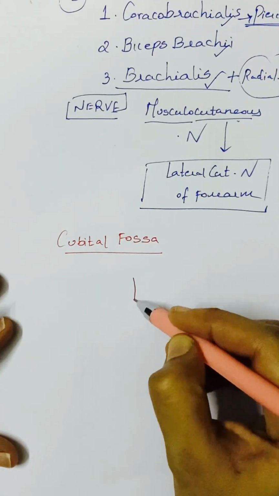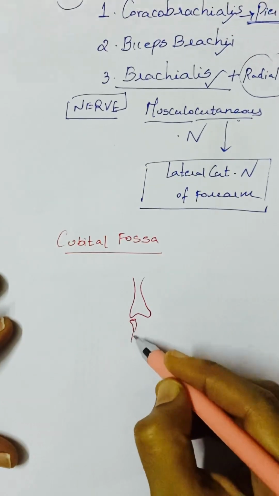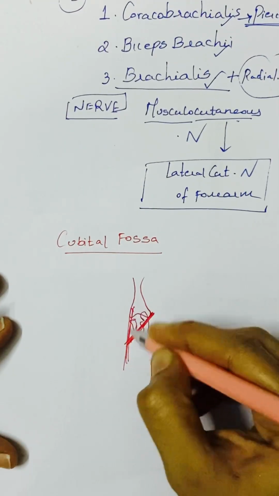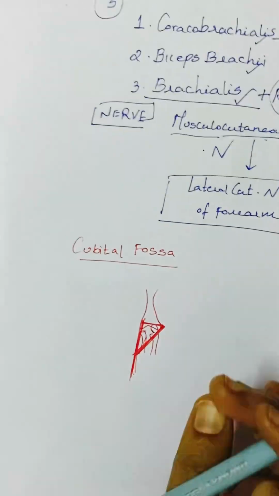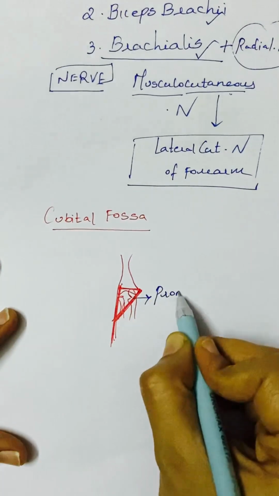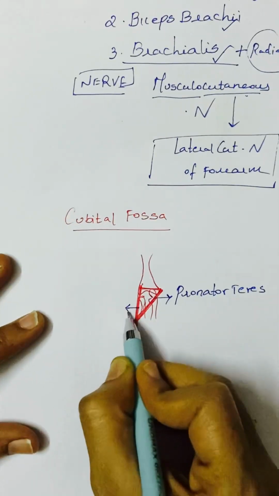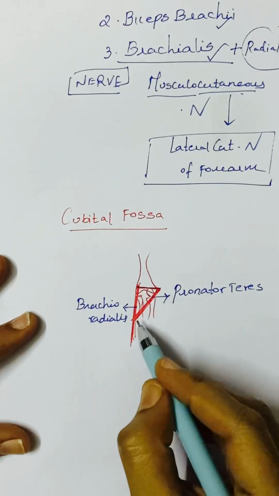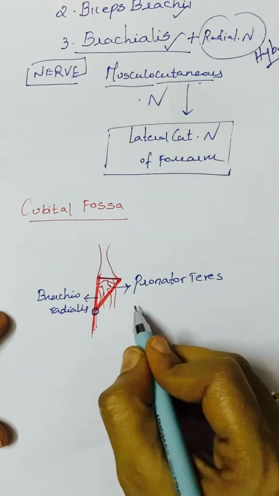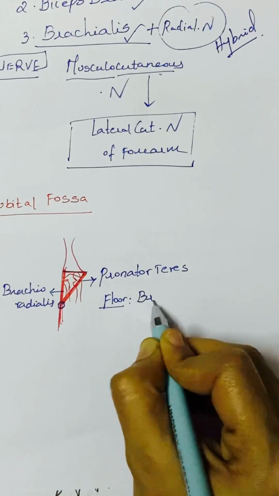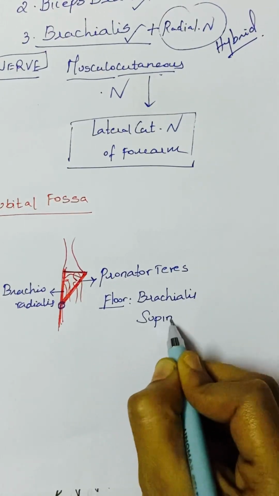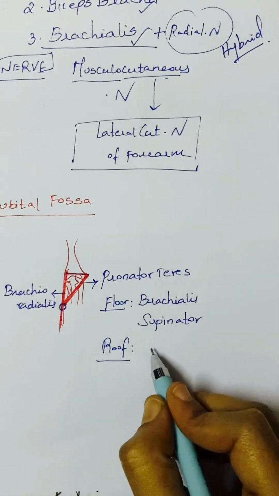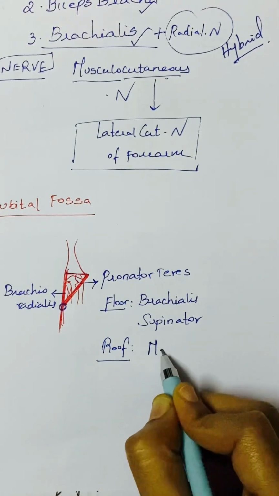So what are the boundaries of the cubital fossa? Lower end of humerus, upper end of radius and ulna. From the medial condyle of the humerus is pronator teres, and laterally we have brachioradialis. Medial boundary of the cubital fossa is pronator teres, laterally brachioradialis. The base of the fossa is formed by an imaginary line joining the two condyles and the apex by the joining of the two muscles. The floor is formed by brachialis and supinator. The roof is formed by skin, superficial fascia, and deep fascia.